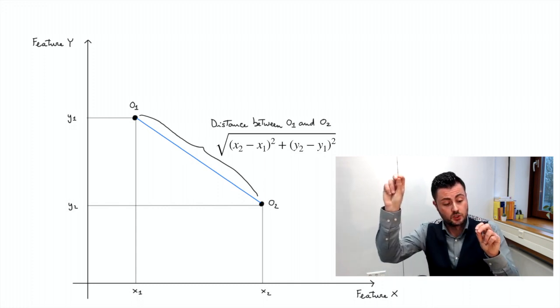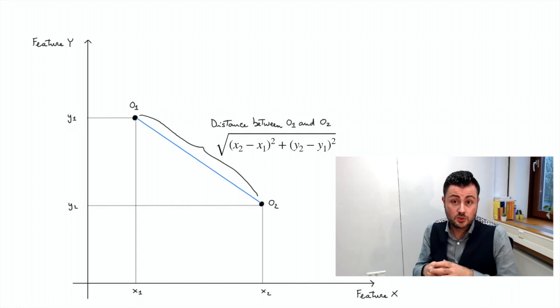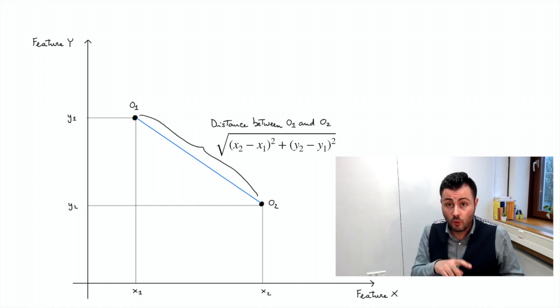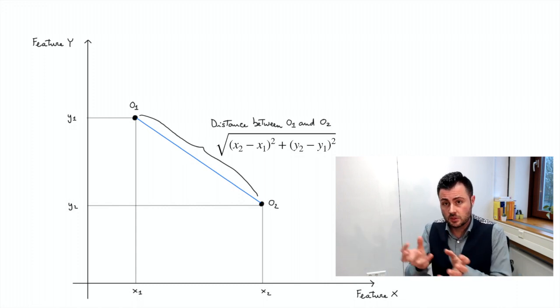Now, using x1, y1 and x2, y2, we can easily compute the Euclidean distance between observation 1 and observation 2. How can we do that? We just use Pythagoras' theorem. So we take the square root of what? Of the distance on the x-axis between observation 2 and observation 1, so x2 minus x1, we square this distance, and we add the same thing done on the y-axis, so y2 minus y1 squared, under the square root. That will be the length of the distance between observation 1 and observation 2.